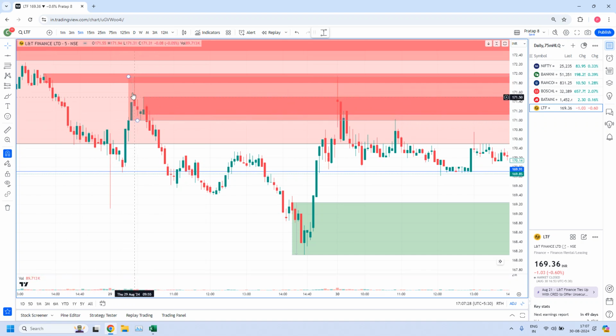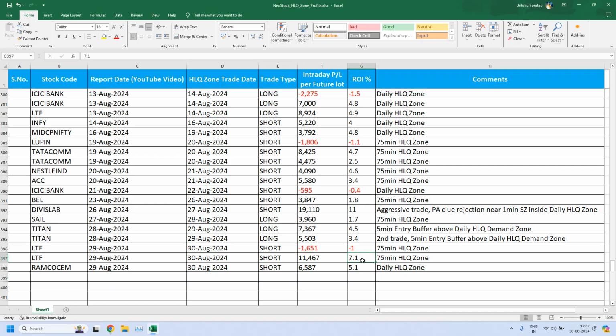That means higher time frames pick up the orders from this lower time frame zone, and their zones will be created from here. Such kinds of zones I observed, the order flow is very strong. These zones work like high liquidity zones. Many times they are giving very good profits. See, today also it has given excellent results. How much ROI has it given? 7.1% ROI it has given till the 15-minute zone.